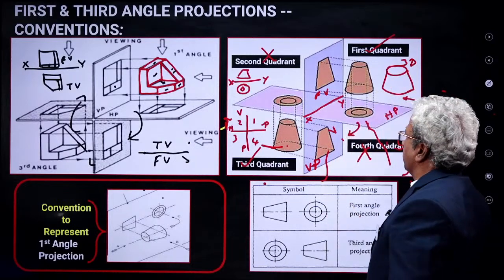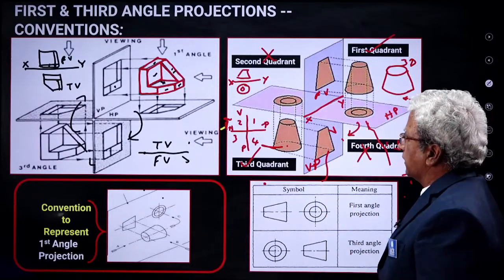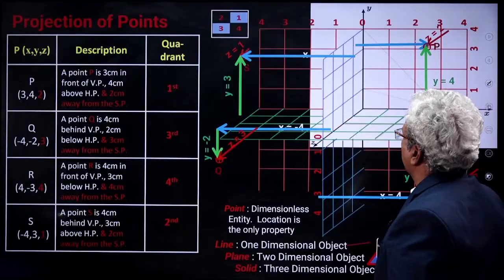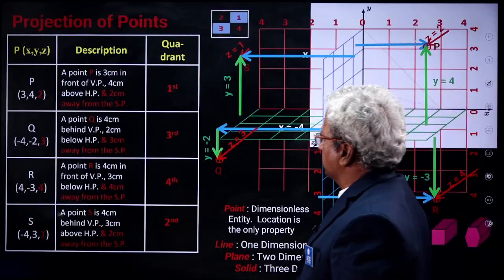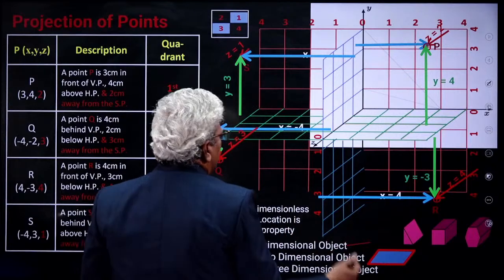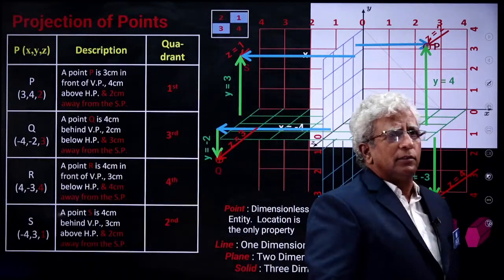They are indicated by symbols, which we will understand once again. For that purpose, I am not explaining this to you now. This is how we study the projection of points.